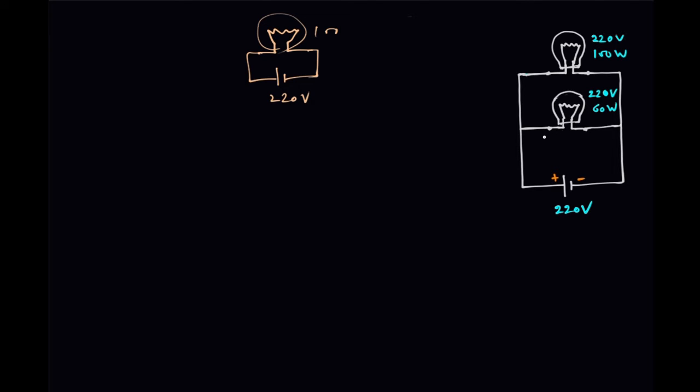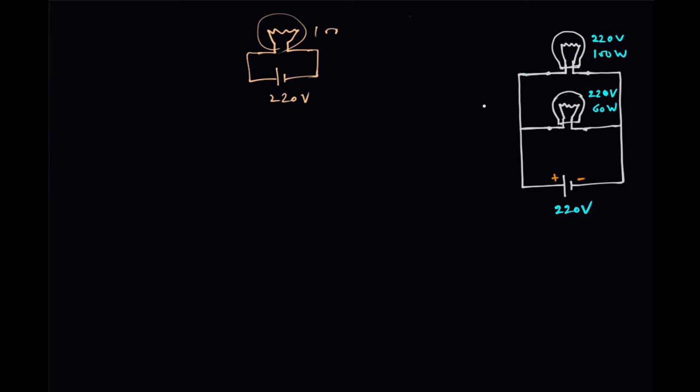Now you can see that these two bulbs are connected to 220 volt. So the voltage across this bulb is 220 volt, so it will consume 60 watt, and this bulb is also connected across 220 volt; the voltage across these two terminals is 220 volt. They are directly connected across the battery. So this will consume 100 watt. Together they will consume 100 plus 60, that is 160 watt, and this bulb will be brighter because it is consuming more power than this bulb.